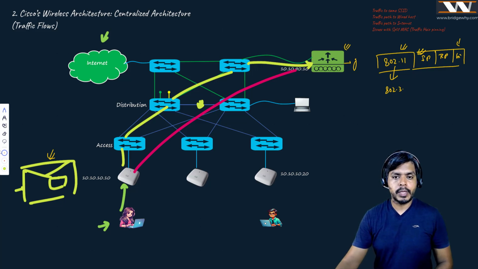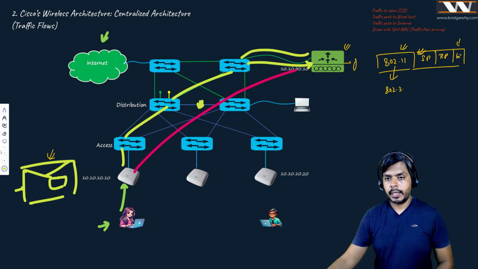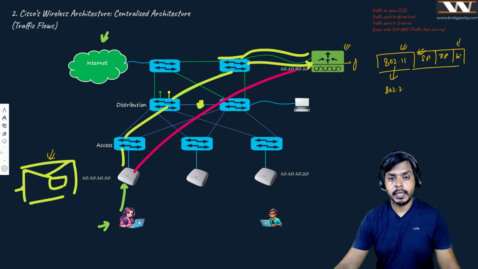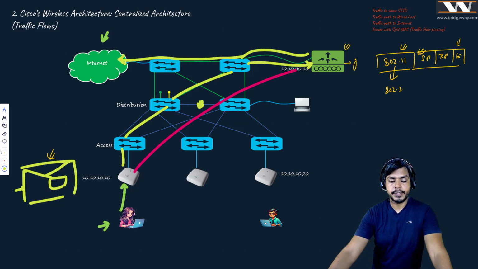What the WLC will be doing is sending it again back towards the core. And that is where the WLC needs the connectivity, the full connectivity, to send it from here to here. And that is how it will be reaching your internet.